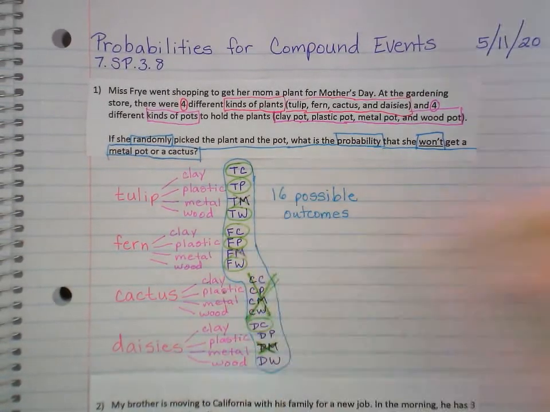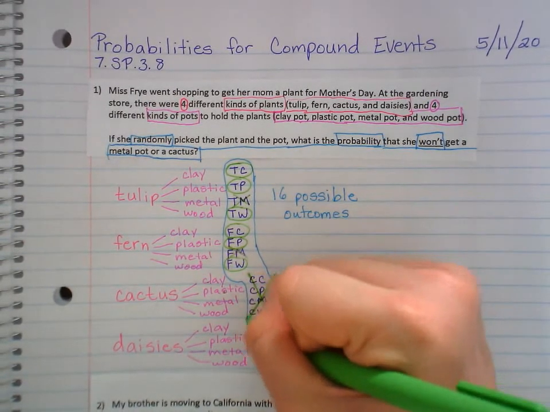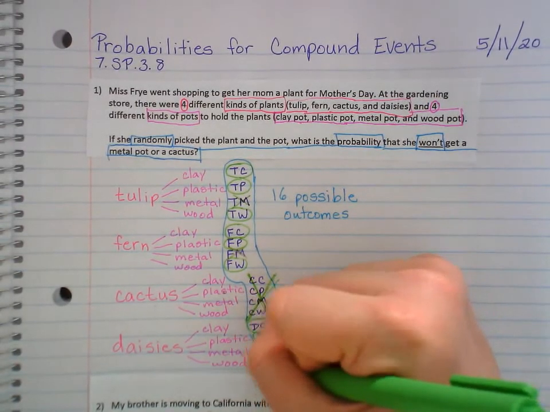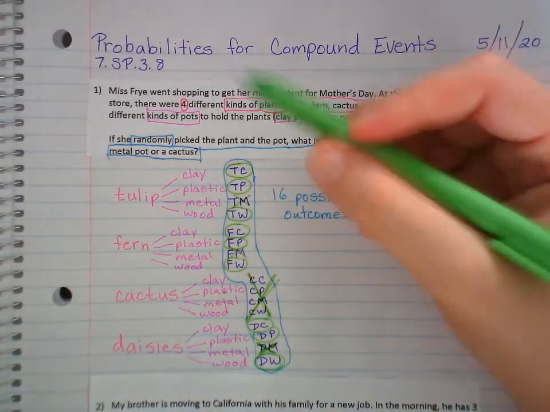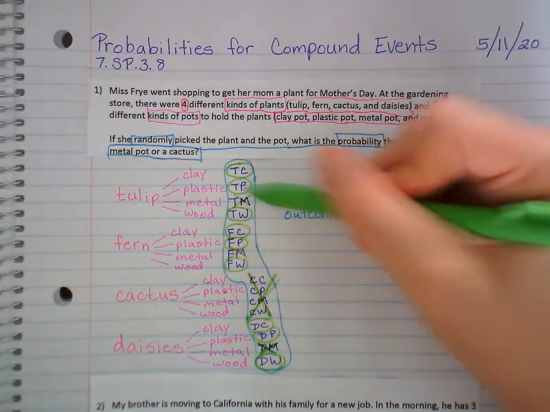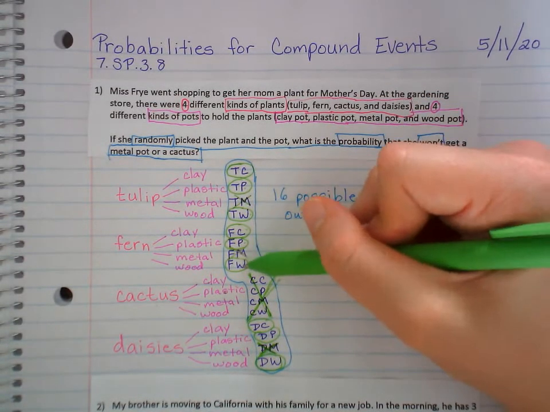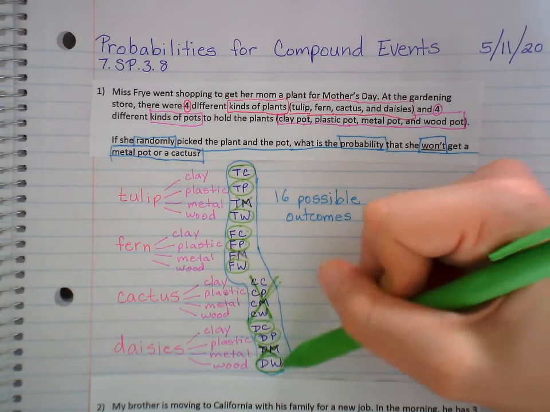Daisies and clay, that's fine. Daisies and plastic, that's fine. Daisies and metal, no. Daisies and wood. So I circled 1, 2, 3, 4, 5, 6, 7, 8, 9.